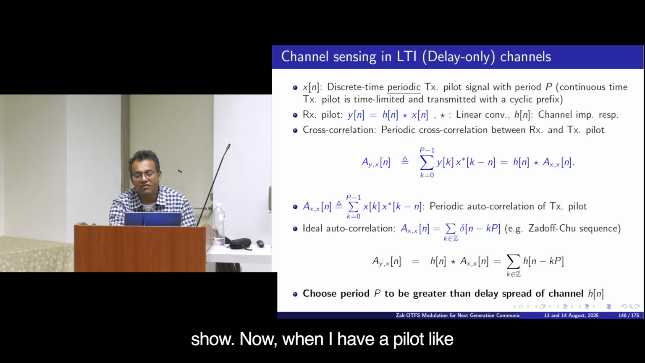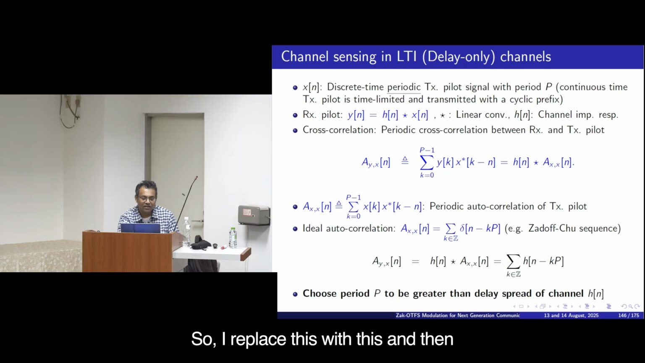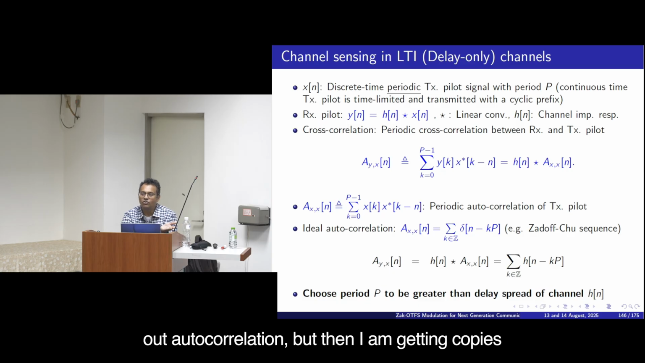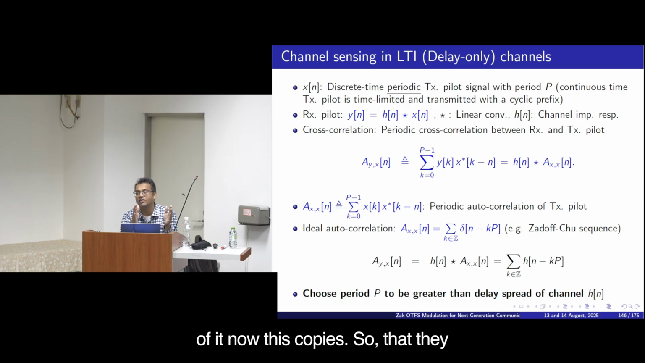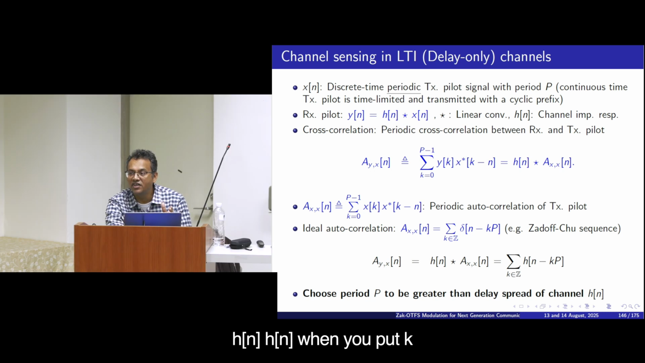Now, when I have a pilot like the Zadoff-Chu, I know that this A_XX is basically equal to this. So, I replace this with this and then I do a convolution, I get this thing. You see this? Capital P was the period. So, what I am getting is my H[n] in the autocorrelation, but then I am getting copies of it. Now, these copies, I do not want them to alias. These are different copies of H[n].